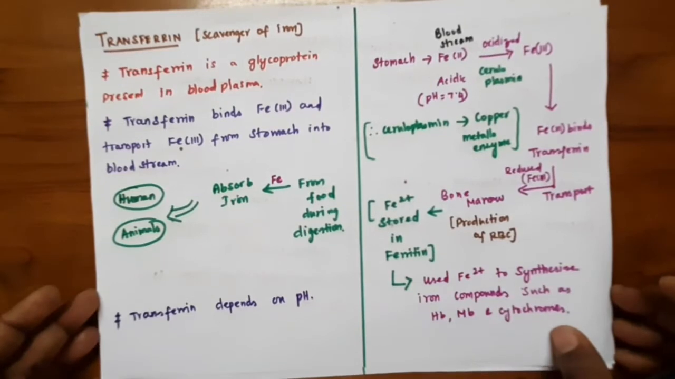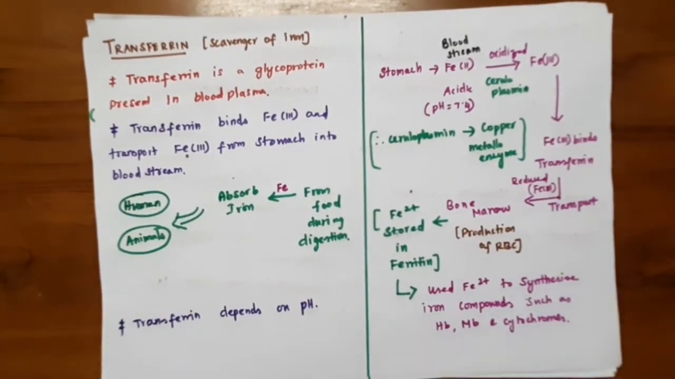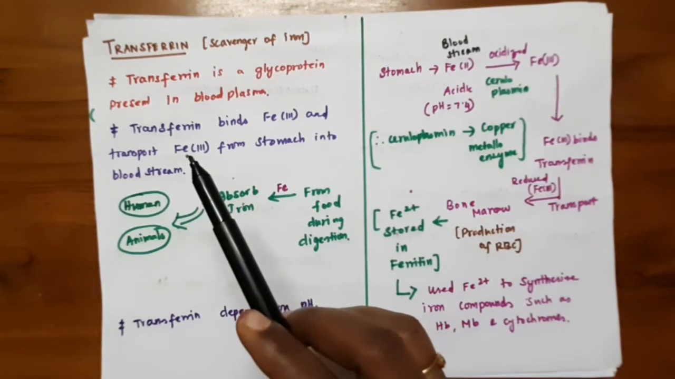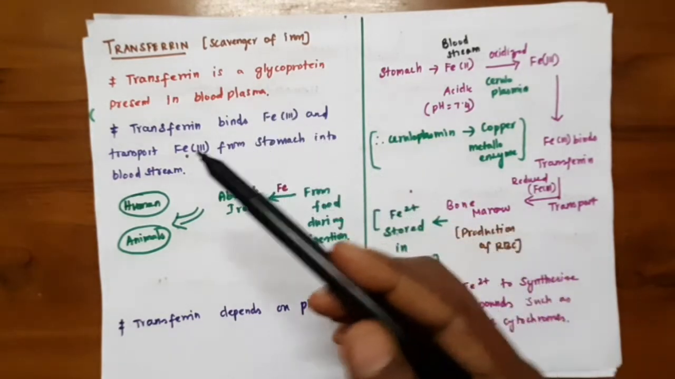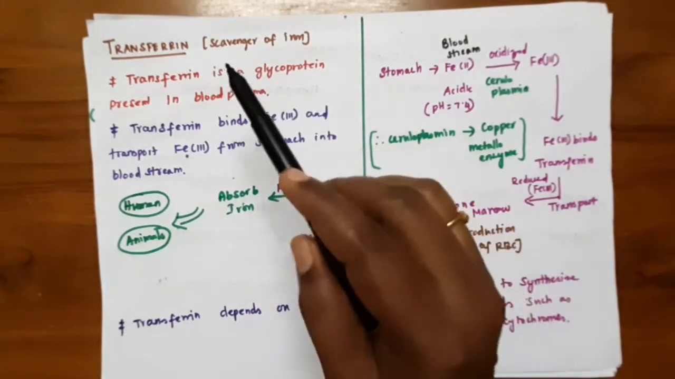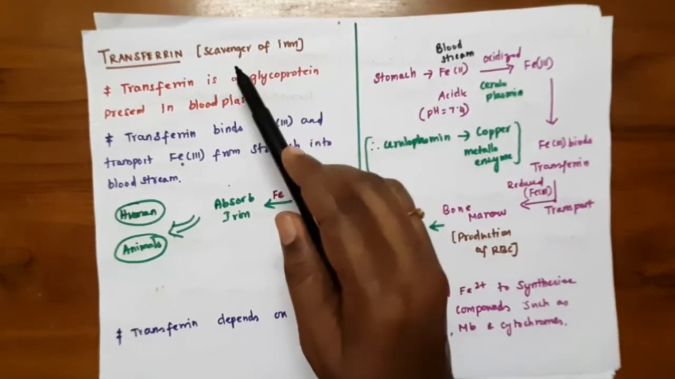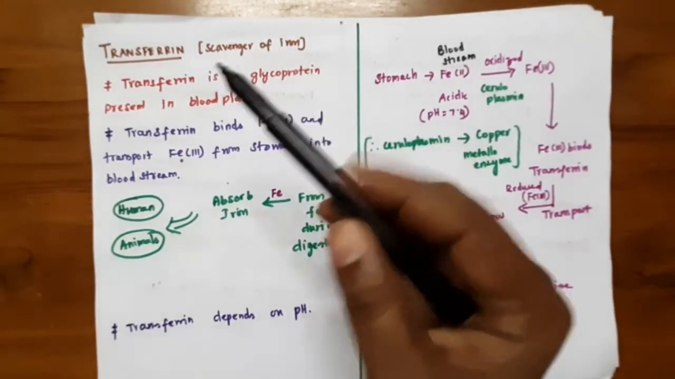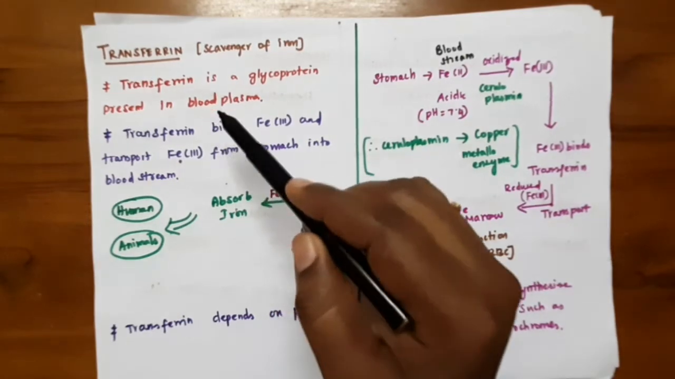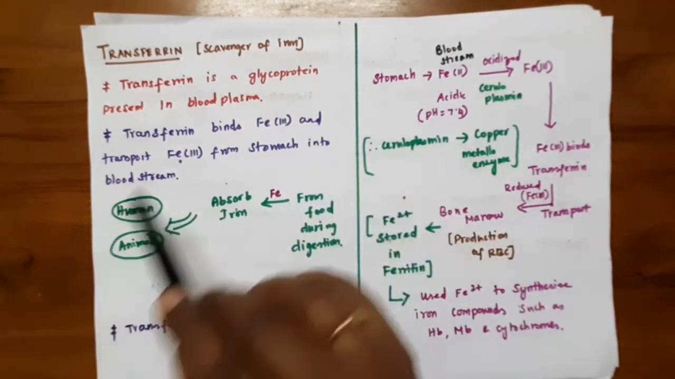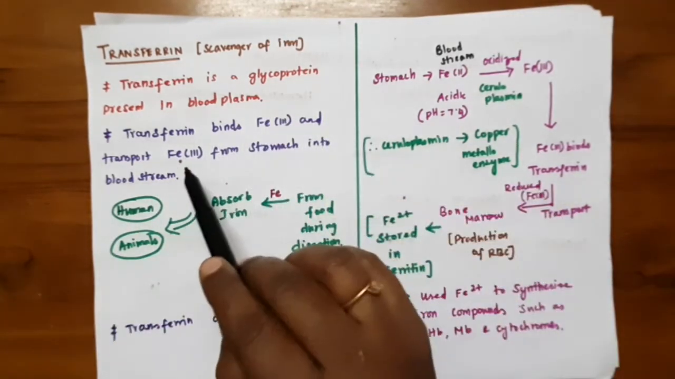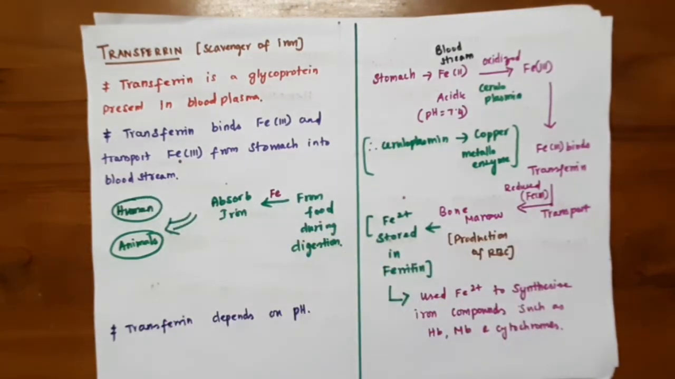And next we will see transferrin. Transferrin is a protein which is used to transfer iron when the blood needs it. Transferrin is otherwise a scavenger of iron. This transferrin is a glycoprotein present in the blood plasma, and it binds Fe3 and transports Fe3 from the stomach into the bloodstream. So this is the role of transferrin.